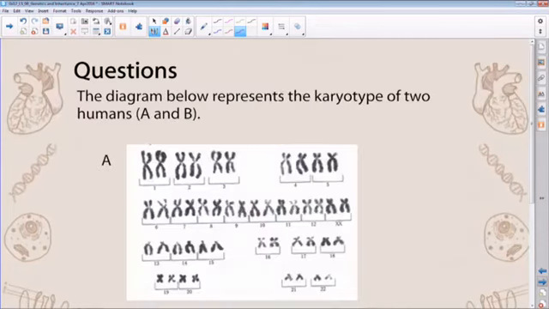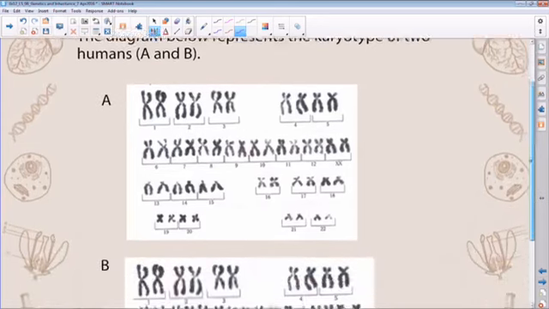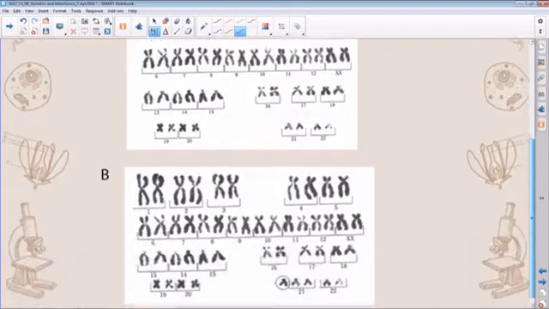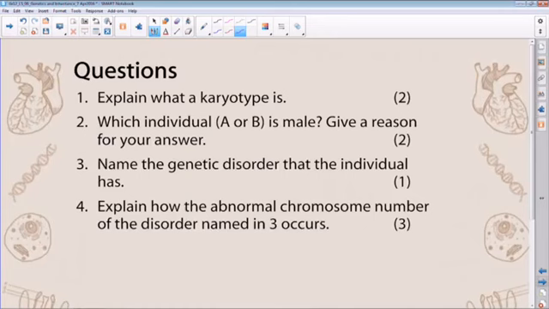There it is. Have a look at this. The diagram below represents a karyotype of two humans, A and B. There's A and there's B. Now, let's see. First one, explain what a karyotype is. Next one, which individual, A or B, is male? Give a reason. Then name the genetic disorder that this individual has, and explain how the abnormal chromosome number of this disorder named in 3 occurs.